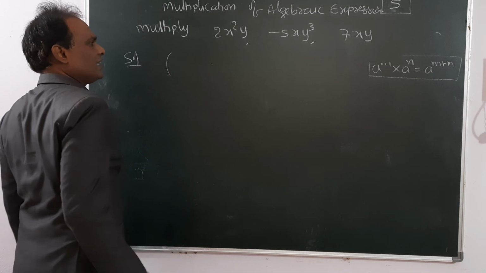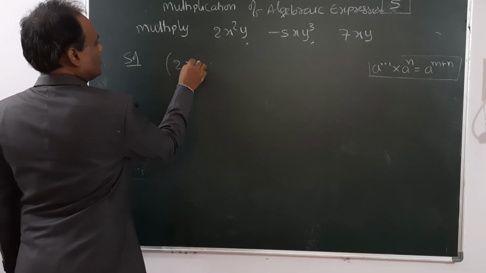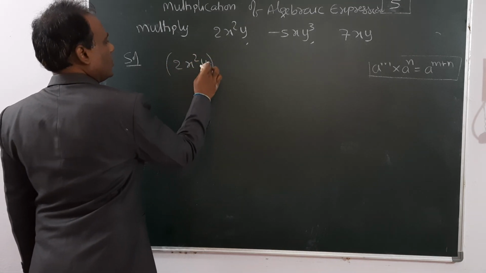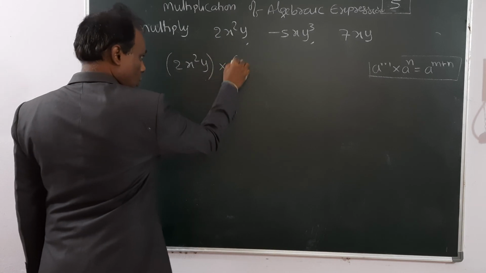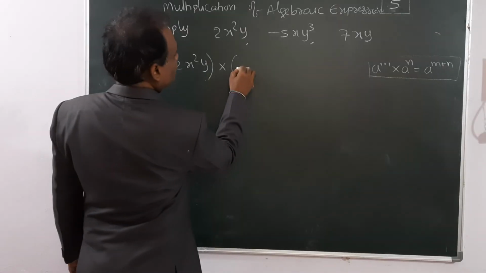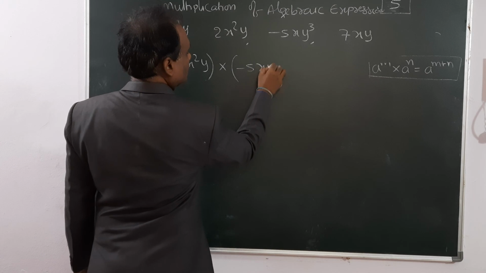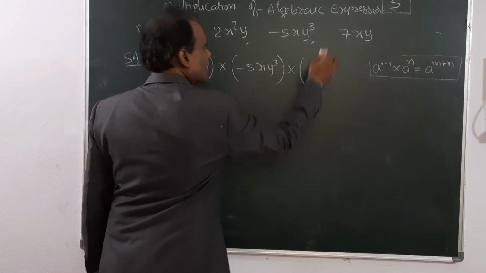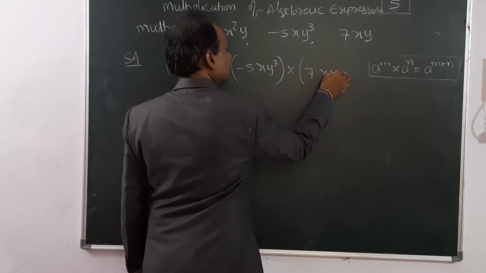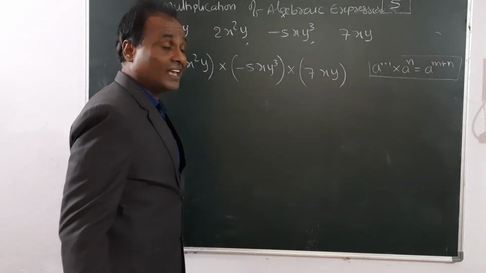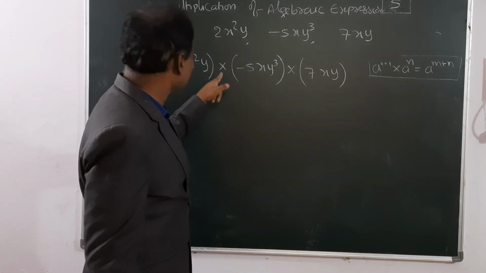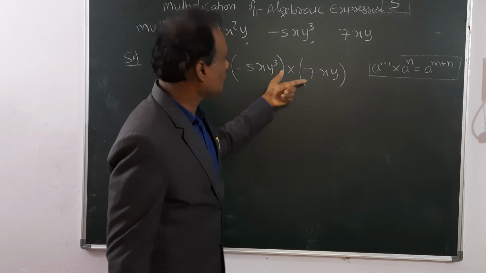You know how to multiply. This is the first monomial, first expression into second, into third. Multiplying these 3 algebraic expressions: first expression into second expression into third expression.